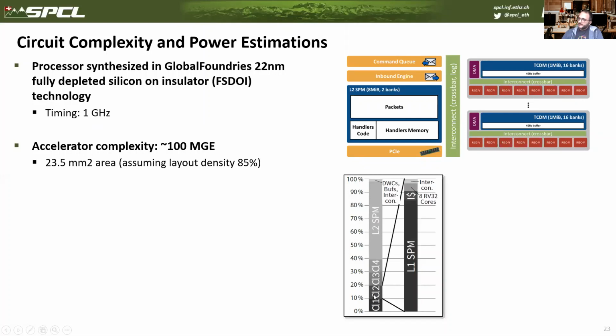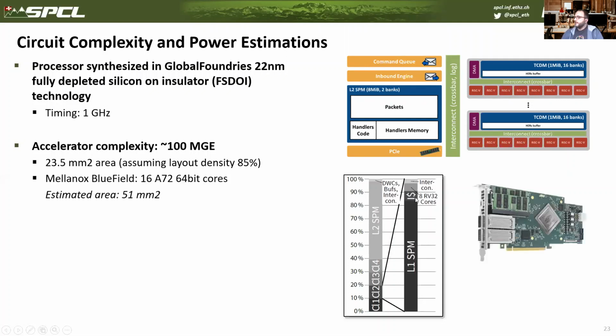Here you see the area taken by the clusters, and 60% of the area is taken by memory. Here is a zoom of the cluster, and you see again that most of that is taken by the L1 memory, this scratchpad here, and the cores take very little area. If we want to make a comparison, we can consider Mellanox BlueField, which has 16 cores, but they are bigger cores, and the area taken by these cores for processing is about 51 square millimeters, almost double. If we had this area, we could fit 64 cores. We always consider 32 cores in our tests, and also 18 megabytes of memory.